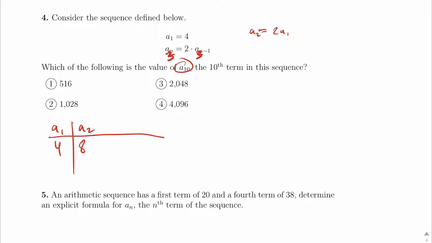a3 is equal to 2 times a sub 3 minus 1, which is 2 times 8, which is 16. A4 is equal to 2 times A3, which is 32. So it looks like the pattern is times 2.